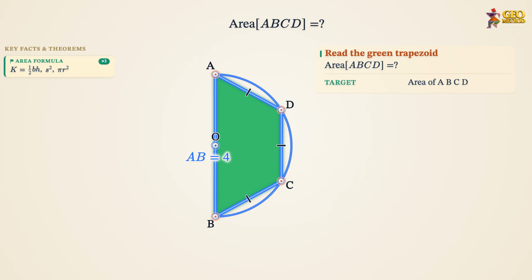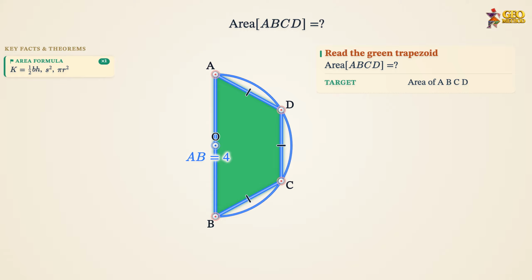Today we are solving another interesting geometry problem. Here is today's challenge. Can you find the area of the green shaded trapezoid? Take a moment to study the figure. Then let us uncover the key geometric ideas that make the solution click.